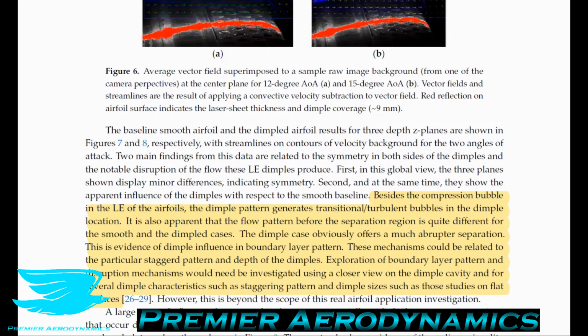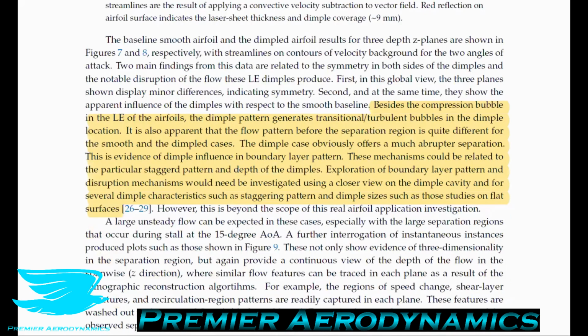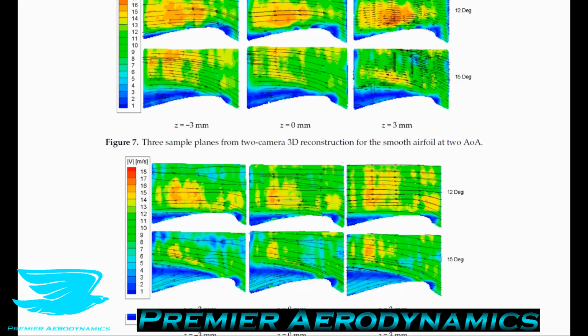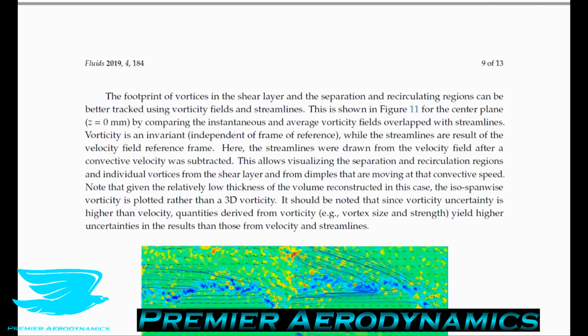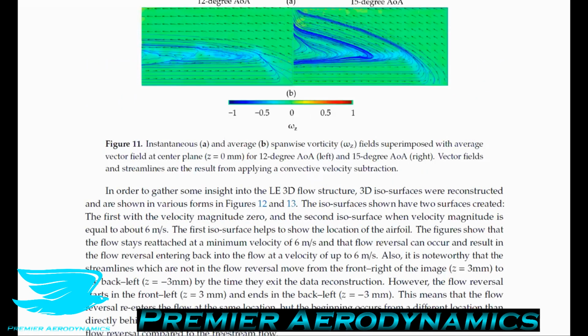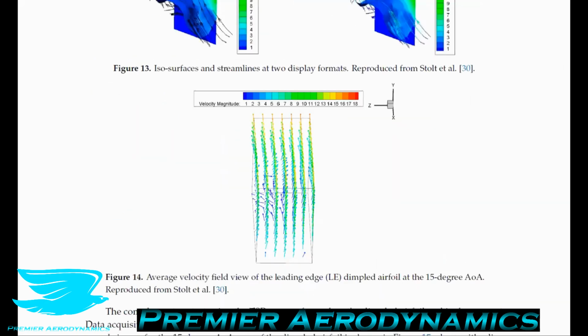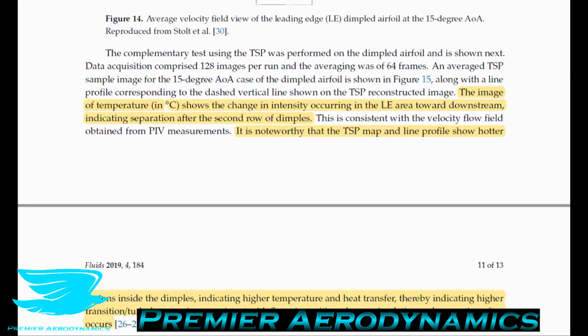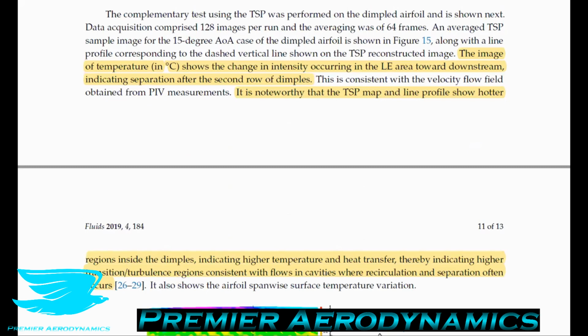So what they're saying here is that these dimples are creating a different type of transition and turbulent bubbles, and they're effectively affecting the boundary layer transition and the separation. And then they have a whole bunch of different figures. They're just like tiny little details. They're not that interesting to go into. Let's go into the temperature sensitive paint.